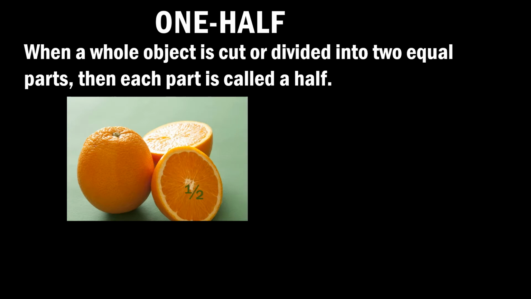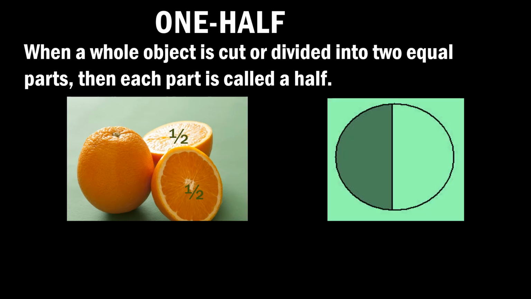So this is one half and this is one half. So we can divide this circle into two equal parts, one half and another one half. Half part is shaded. So we can read this number as one half and we can write it as 1 by 2.